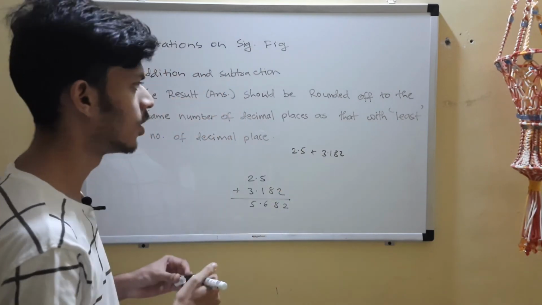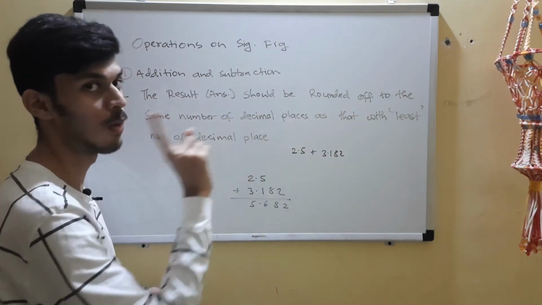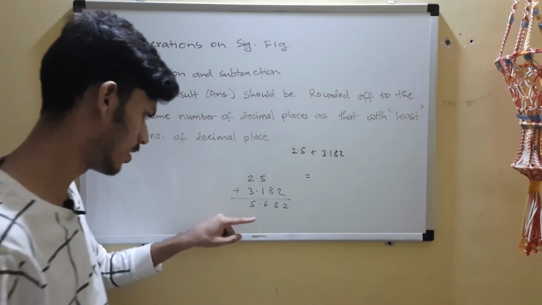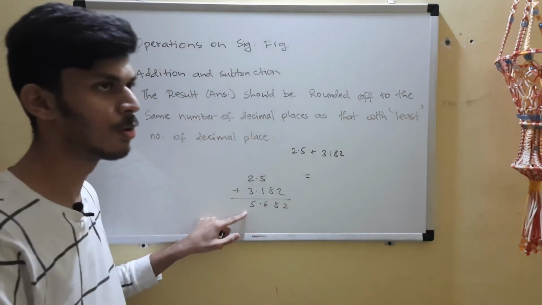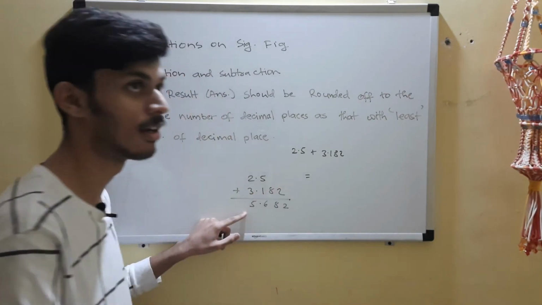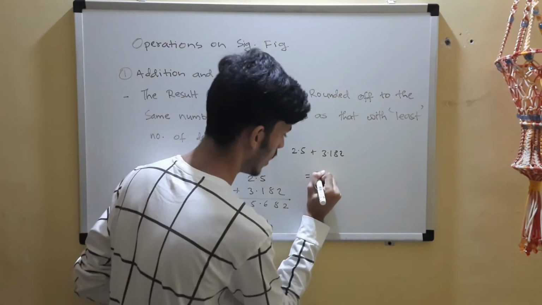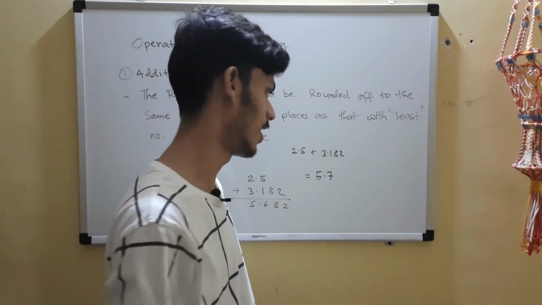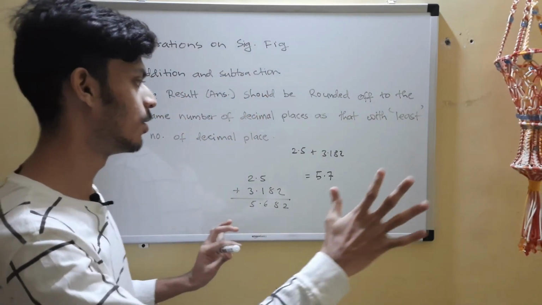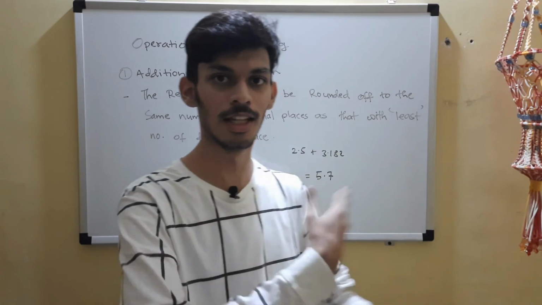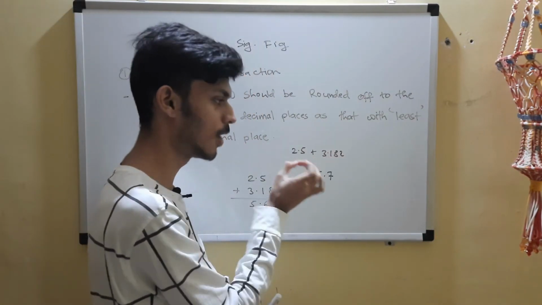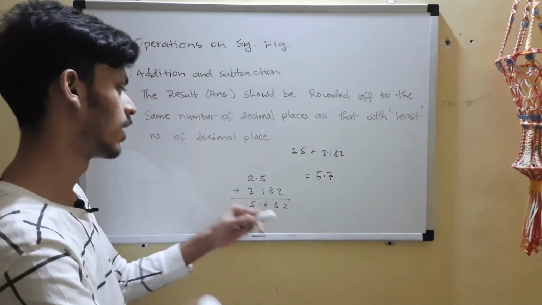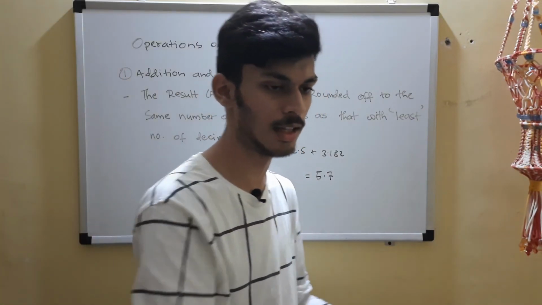So your answer should be rounded off to one decimal place, as many as the one with the least decimal places. When the dropped digit is less than 5, nothing changes. 8 is greater than 5, so increase the previous digit by 1. So the answer is 5.7 and not the longer number, right? And don't have this habit of rounding off things too early. Don't round off before adding. Once you add, you get the answer, and then you apply the rule.